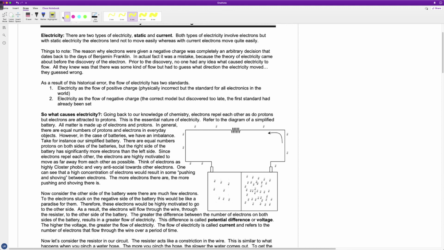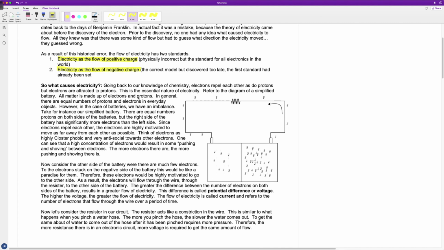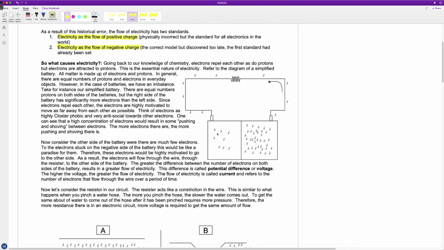There was a historical error. It was historically believed that electricity was the flow of positive charge, and that's still the way that we actually work with circuits today. We still pretend that it's a flow of positive charges, when in reality, it's a flow of negative charge. And again, this all has to do with a mistake in history with Ben Franklin. Ben Franklin invented, or was part of those who invented, the electrical standard before we actually knew what an electron was. So what I have here is a little diagram of a battery.